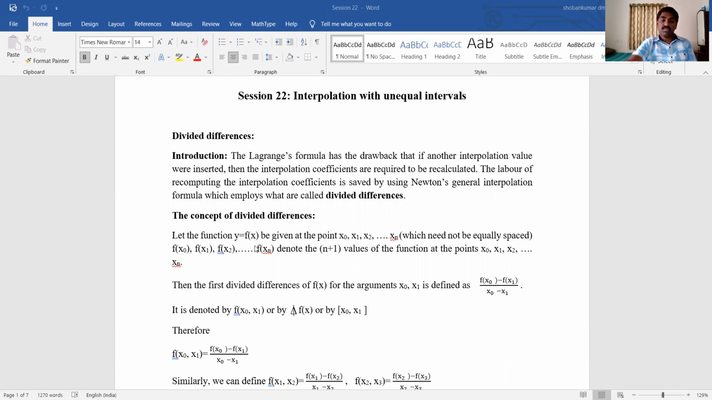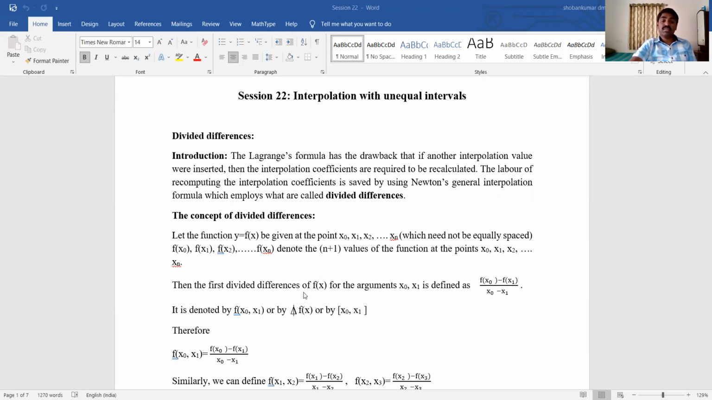Let the function y is equal to f of x be given at points x0, x1, x2, and so on, xn, which need not be equally spaced. If equally spaced, no problem. Here x are not equally spaced. And f of x0, f of x1, f of x2, and so on, f of xn denote the n plus 1 values of the function at the points x0, x1, x2, and so on, xn.